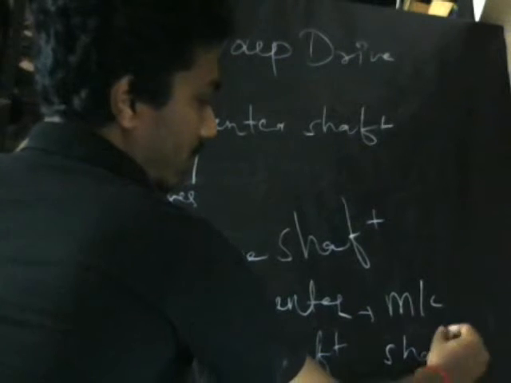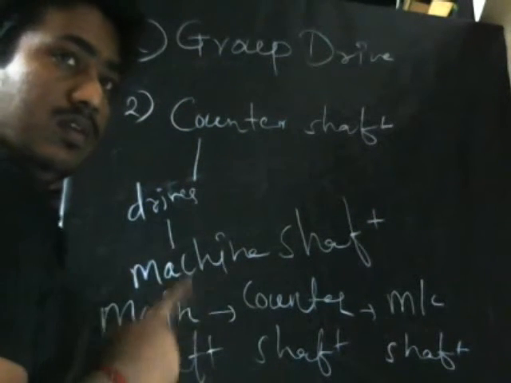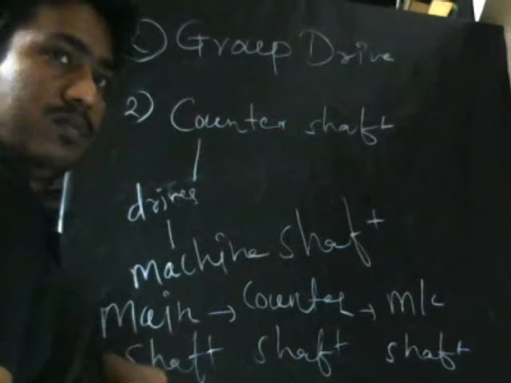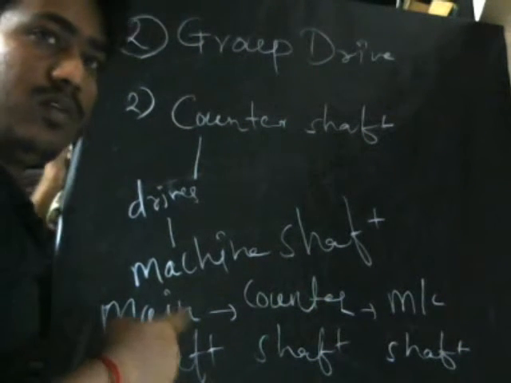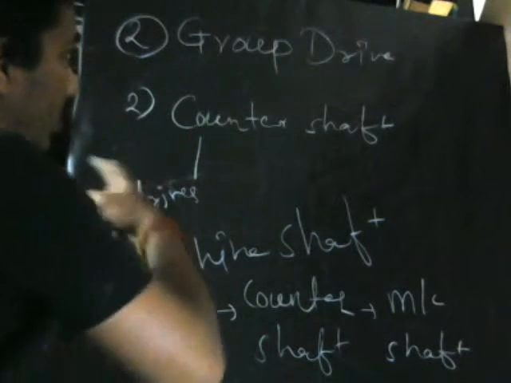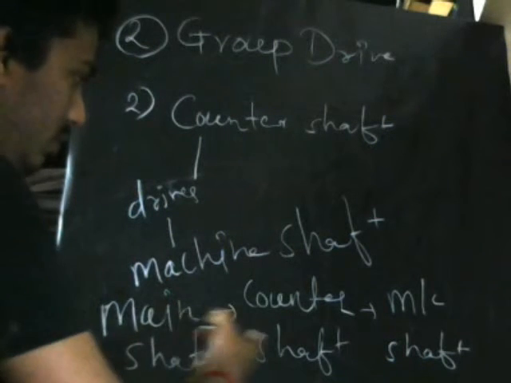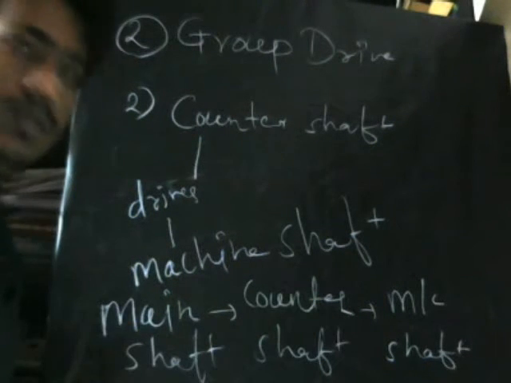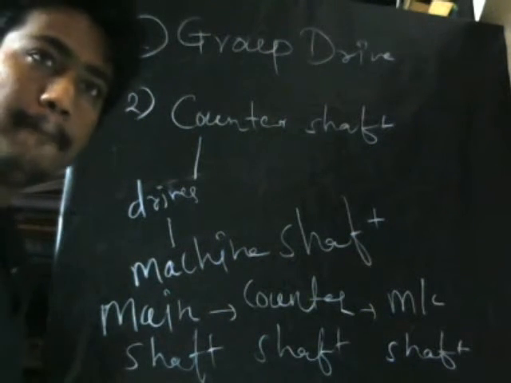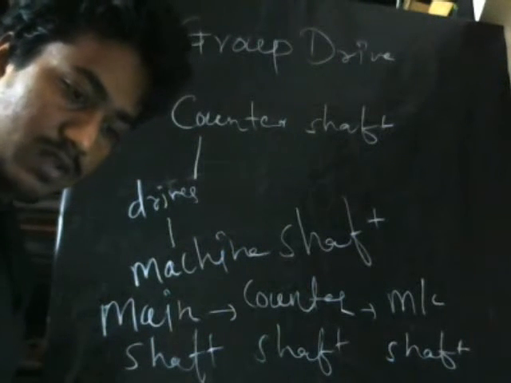In this way power is transmitted. And that power is not small. It is a very powerful motor, so that a lot of operations can be done at one time. So it is known as group drive. Main shaft, counter shaft and machine shaft. You understand that? Okay, so in this way it works.